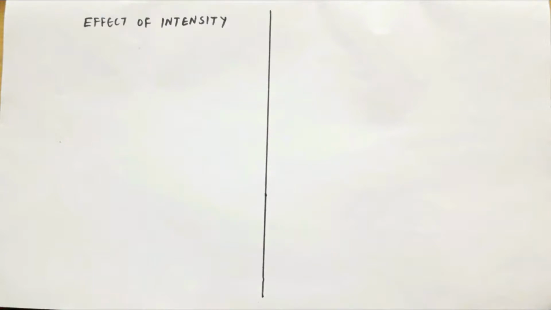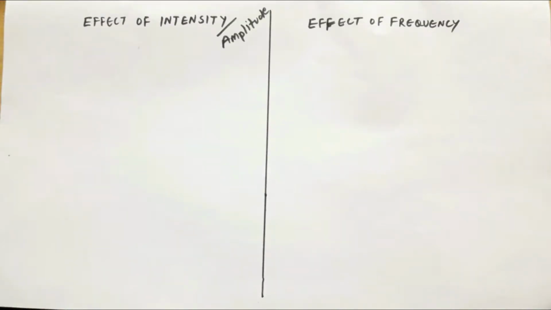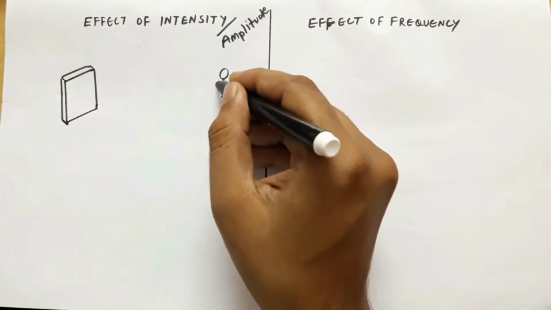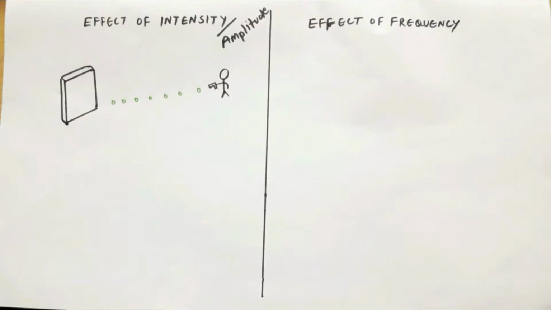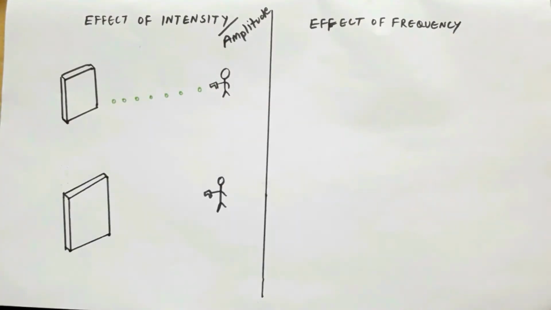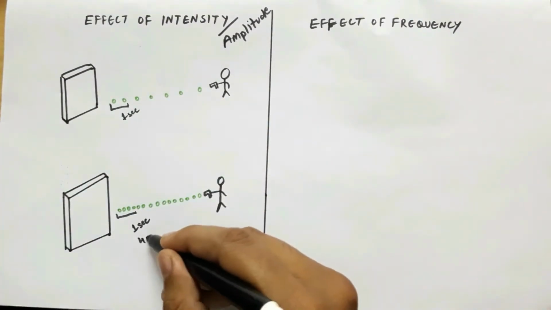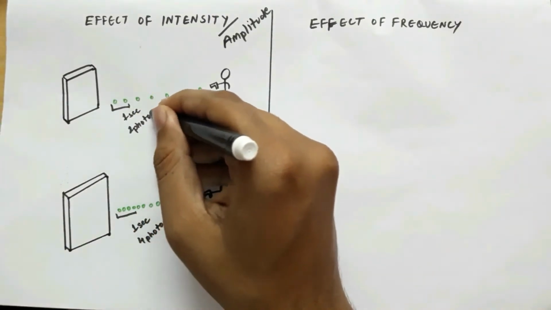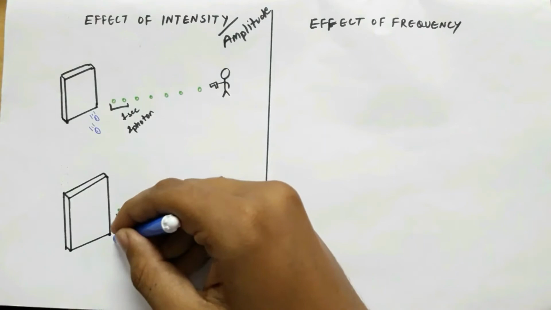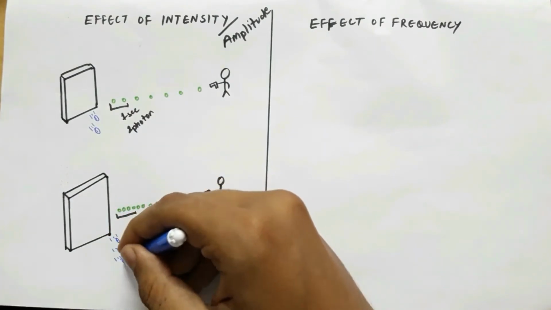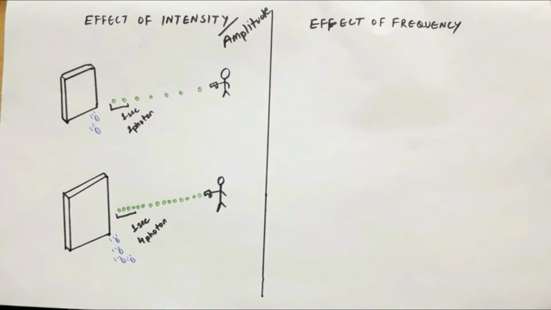Effect of intensity and frequency in the photoelectric effect. Intensity or amplitude is the number of photons per unit area per second. Suppose you are shooting photons at a very slow rate in the first case, and in the second case you are shooting the photons at a very high rate. In the first case, every 1 second you are shooting 2 photons, but in the second case every 1 second you are shooting 4 photons, and we know that the number of photons is directly proportional to the number of electrons. So in the first case the ejected electrons will be 2, but in the second it will be 4. So we conclude that by increasing the intensity or amplitude, the number of electrons also increases. They are directly proportional.